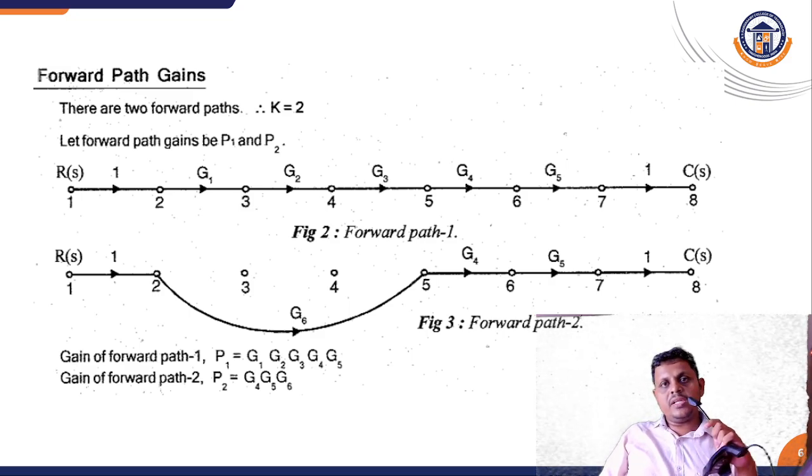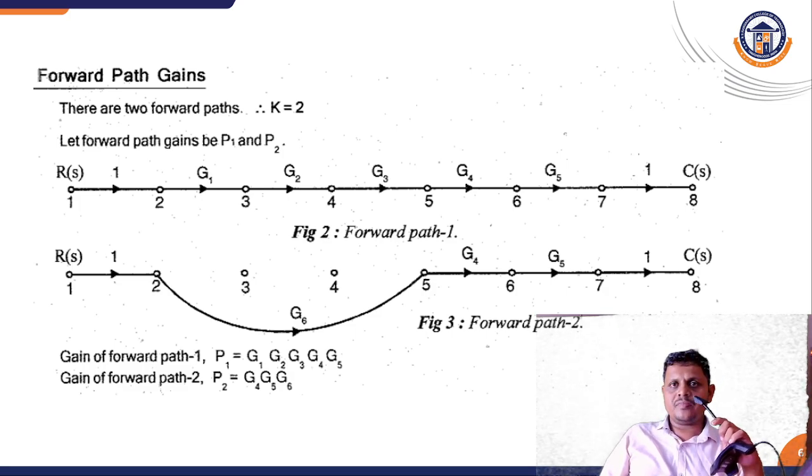Calculating the gain of a forward path means simply multiplying the node values. For example, for path 1, P1, we multiply 1 into G1 into G2 into G3 into G4 into G5 into 1. That is the gain of forward path 1. And the gain of forward path 2 is 1 into G5 into G4 into G5 into 1.